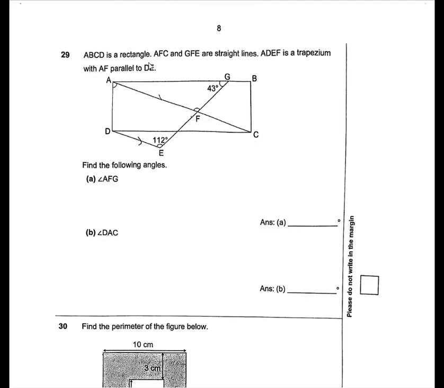ABCD is a rectangle. AFC and GFE are straight lines. ADEF is a trapezium with AF parallel to DE. So these two lines, AF and DE, these two are parallel lines here. Now find the following angles, angle AFG. See these two, AF or AFC, it's because it's a straight line, that and DE, they are parallel lines.